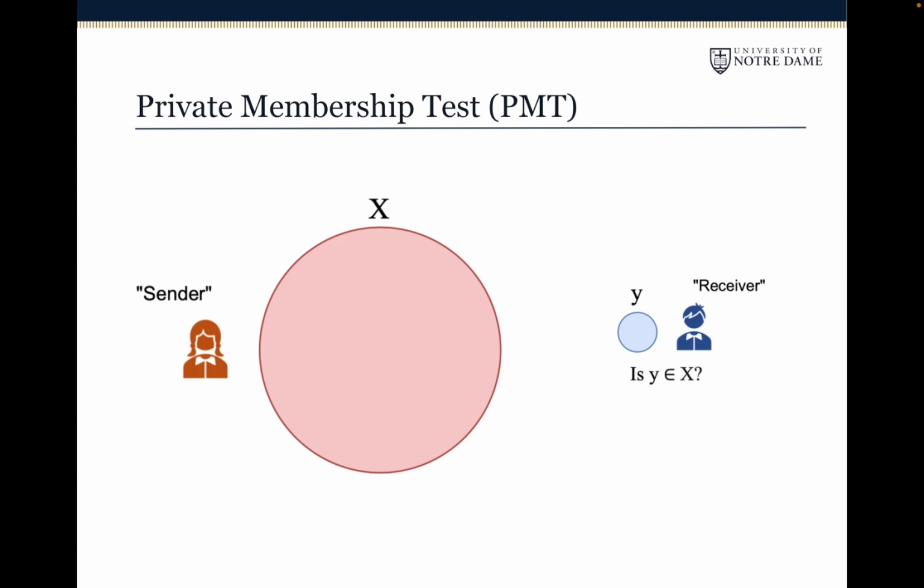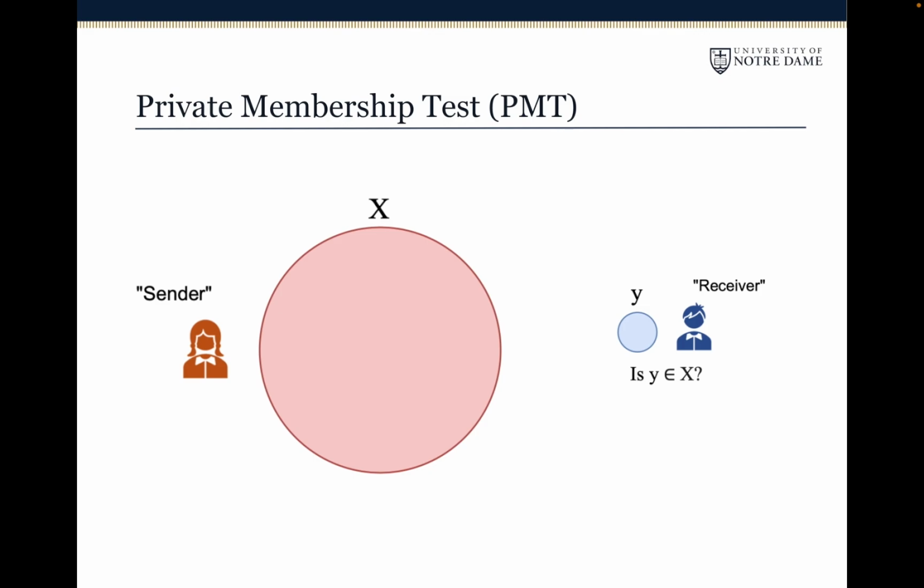Firstly, I would like to go over a primitive called private membership test, where we have a receiver with a query element y who is trying to check if y is contained within a larger set x held by a sender. The receiver should not be able to infer any information about the sender set elements, and the sender should not be able to infer anything about the query element y.